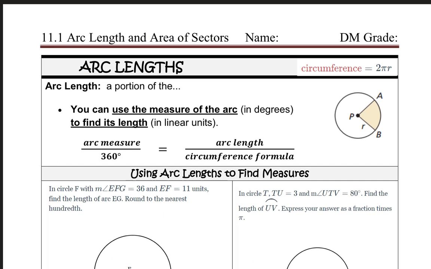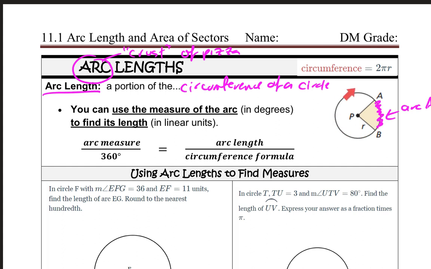First off, let's talk about an arc. We know an arc is like the crust of pizza. So if we see right over here, this would be arc AB. The arc length is a portion of the, if we see all the way around, that's called the circumference, a portion of the circumference of a circle.